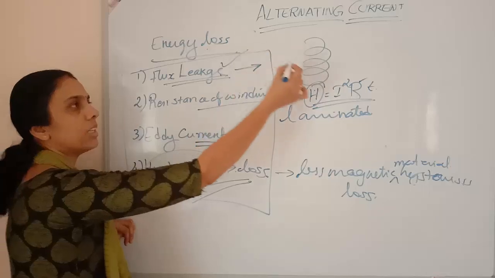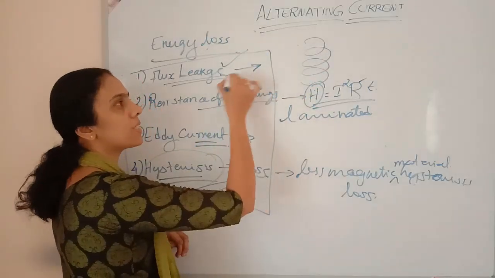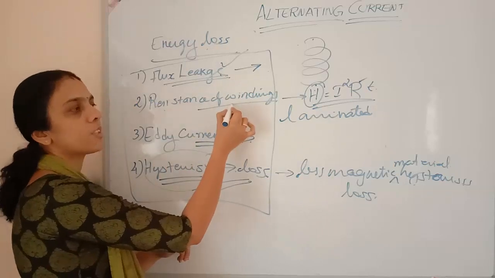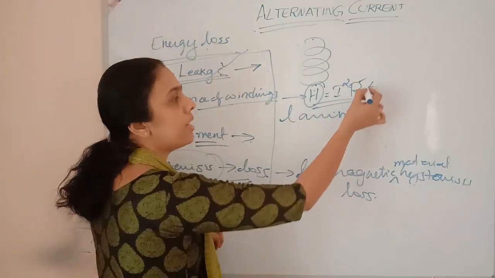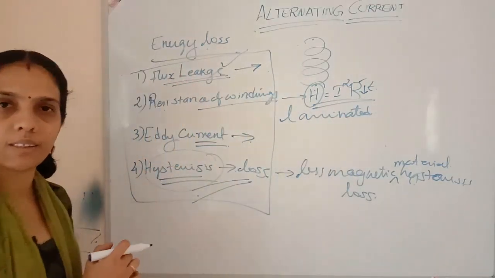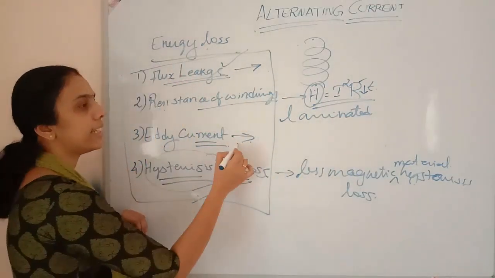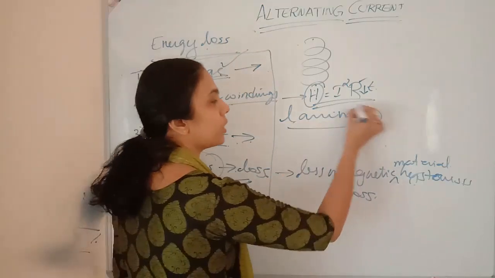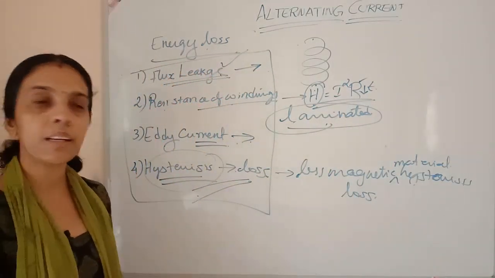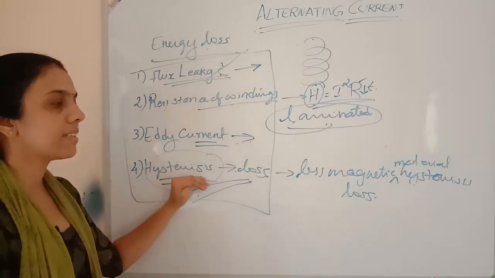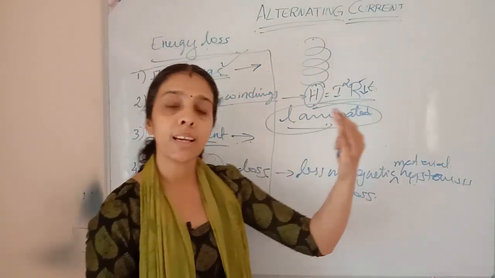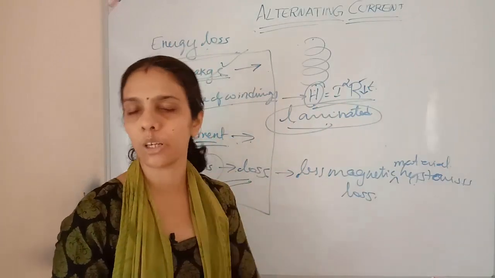Flux leakage: how can we reduce it? By winding the coils close together. Then resistance of the windings: we can reduce this resistance by using insulated wires. Then eddy current: we can use laminated sheets, a laminated core, to reduce the eddy current. Hysteresis loss: we can use a magnetic material which has less hysteresis loss.